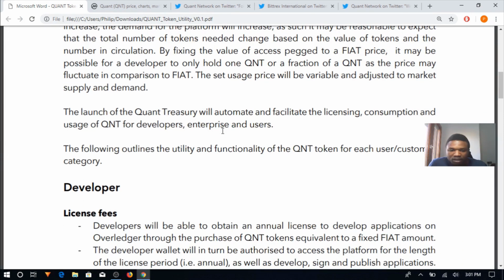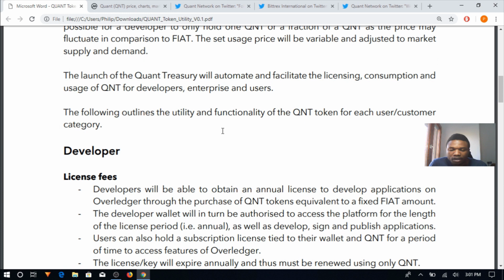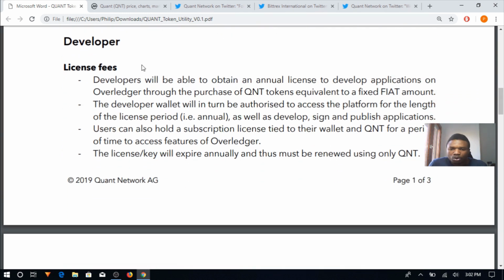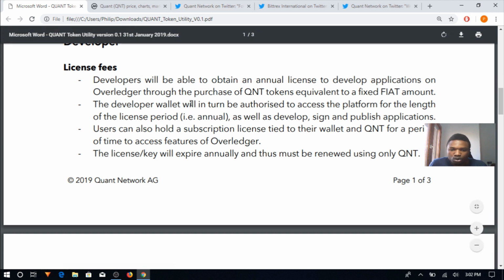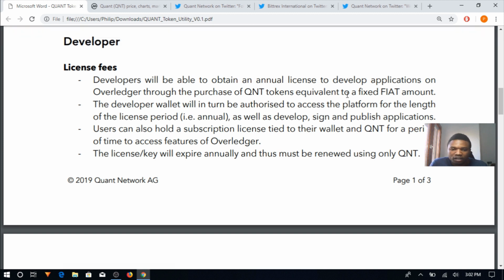So this is how it is, and this is how it will be for developers and for users and for enterprises. So developers will be able to obtain an annual license to develop applications on Overledger through the purchase of Quant tokens equivalent to a fixed fiat amount, like I just explained. So if you need maybe $10 worth of Quant token, then it will depend on the price of the token at that moment. So after buying the Quant token and making the transaction to access the network, the developer wallet will in turn be authorized to access the platform for the length of the license period.